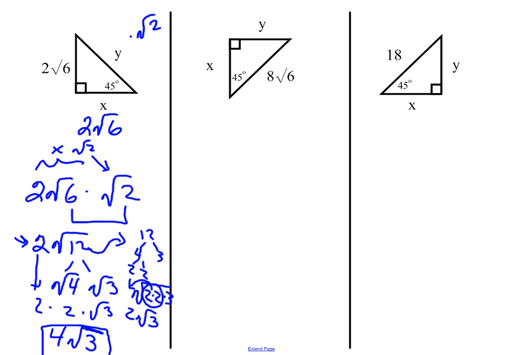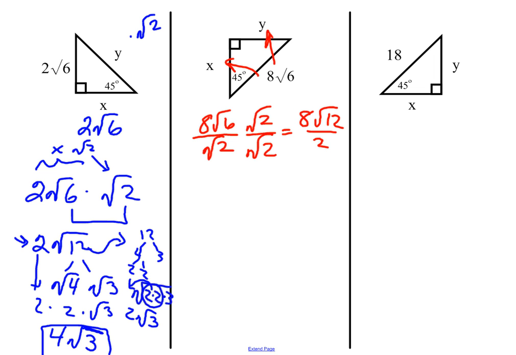Next one, now we're going in the opposite direction. So we need to divide by the square root of 2 to go to both of these. So 8 square roots of 6, divide by the square root of 2. Two ways. The longer way, you can see you have to rationalize the denominator. So 8 square roots of 12 over 2. Reduce this to 4 square roots of 12.